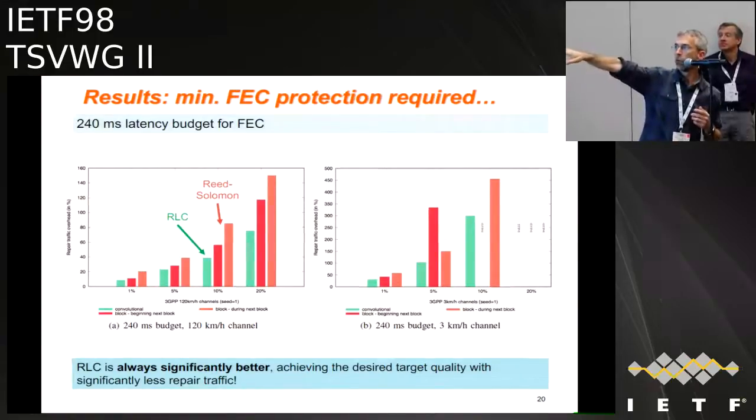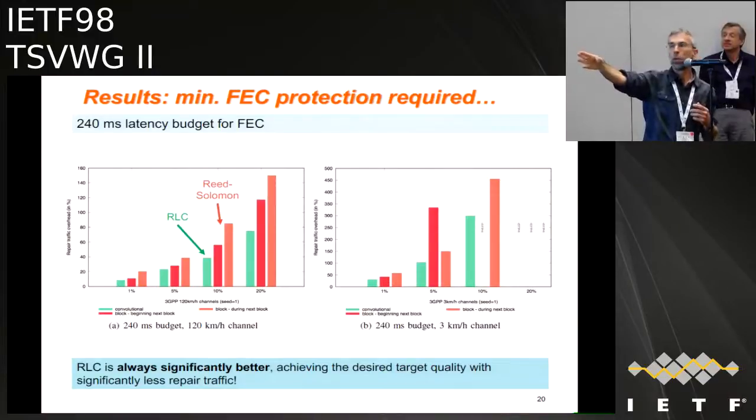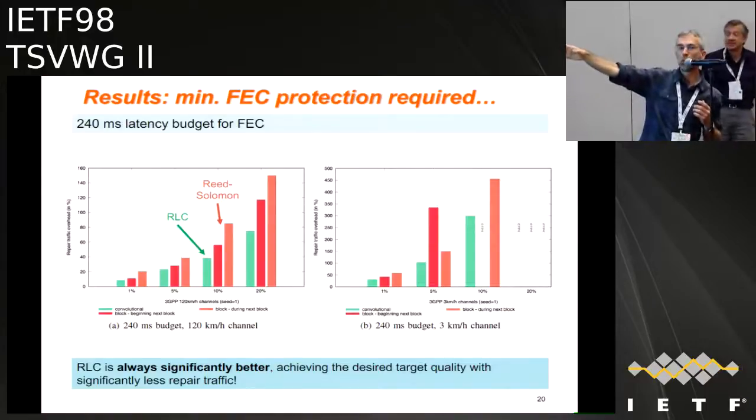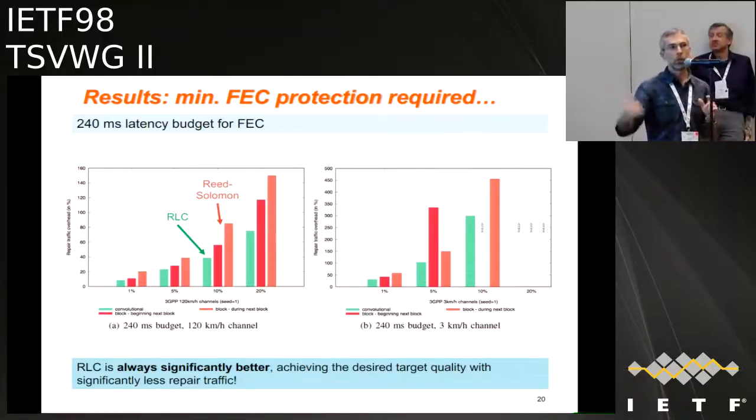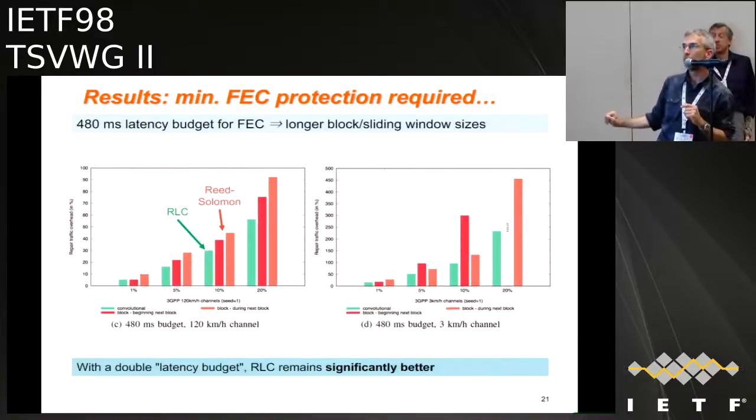As you see, the right part is for the pedestrian mobility channels. The left part is for the vehicle passenger mobility channel. You can see for the pedestrian on the right that there are a few channels where there is no solution. You cannot support them. So this is why there are no red or green boxes in that case. It's impossible. You need a larger latency budget, which is the case in the next slide.